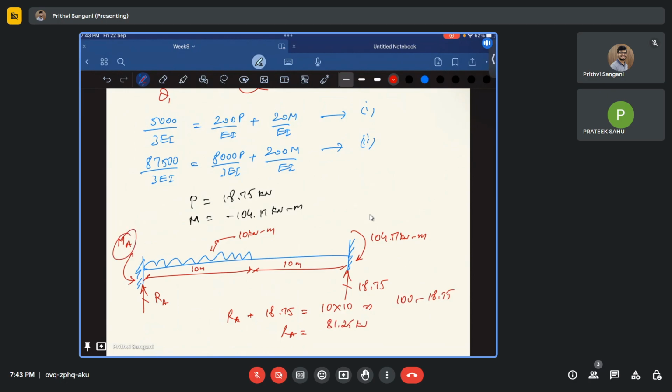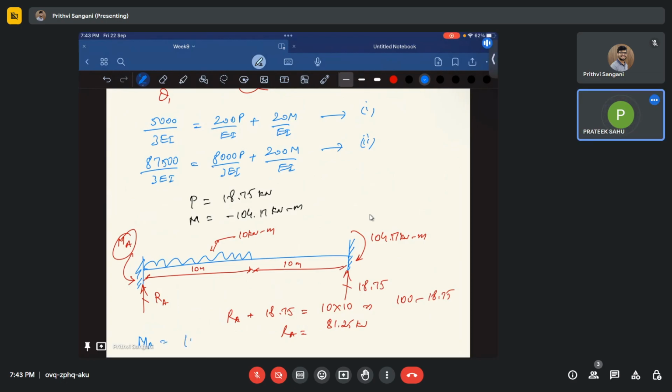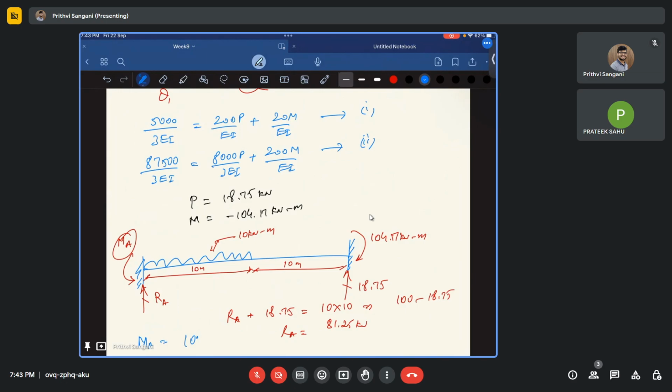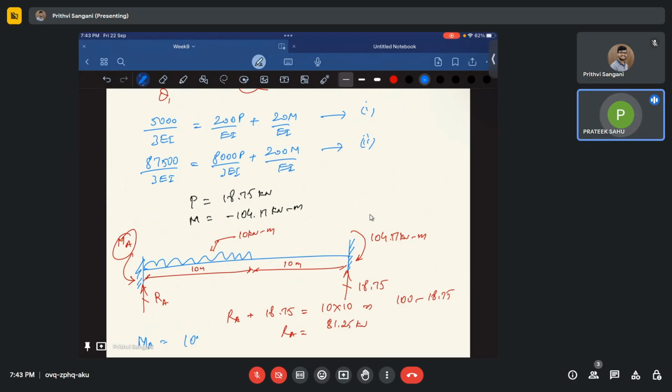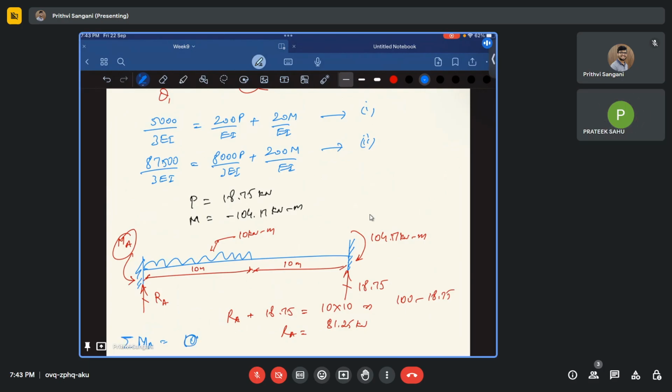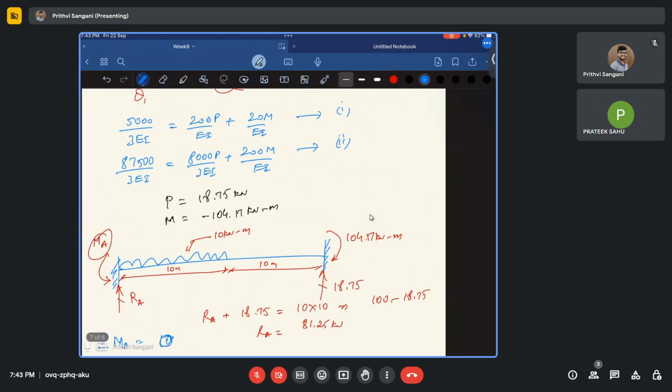So how do you find MA? MA is going to be zero. Sorry, sir, how is it zero? We will calculate the summation of moments, sigma MA is 0. Yeah. So MA, let me write it here.